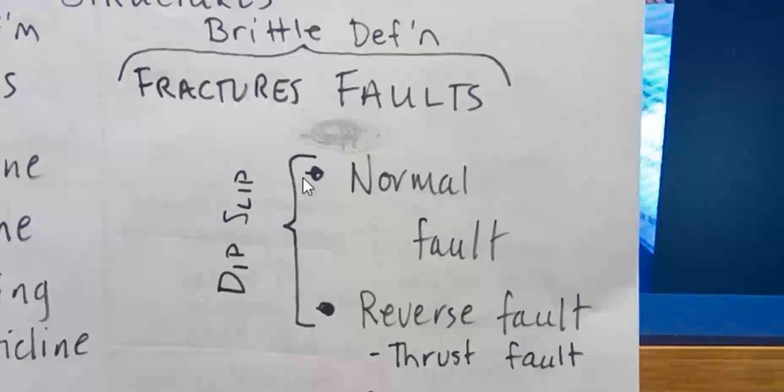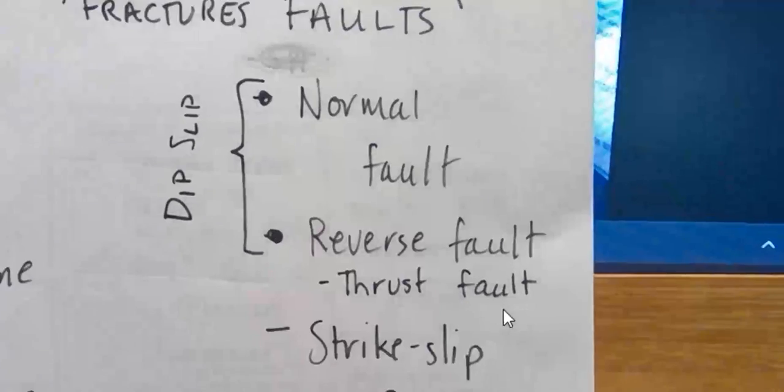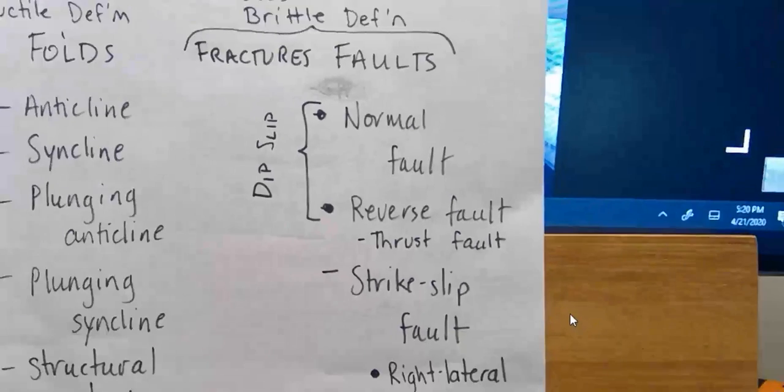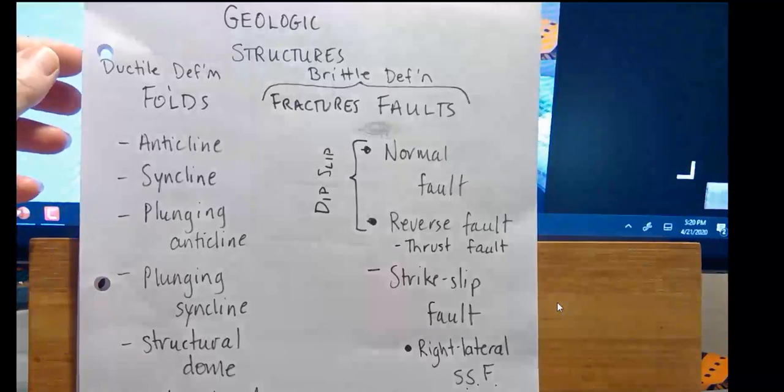We went over different types of faults in the unit, like our dip-slip faults, normal and reverse. Remember, a thrust fault is just a special type of a reverse fault. And then we had our strike-slip faults. So next I wanted to go over how these different types of structures form.